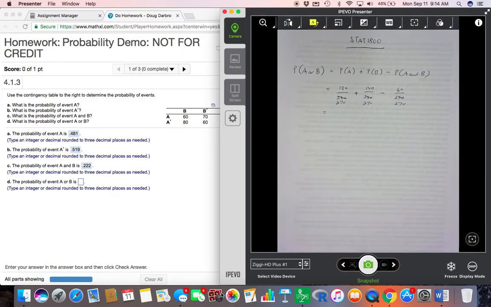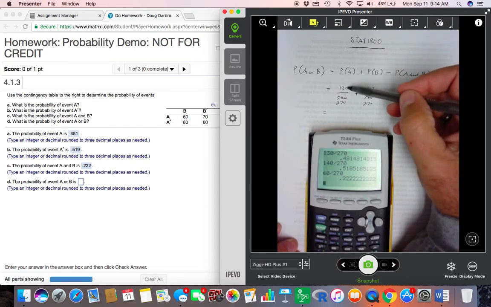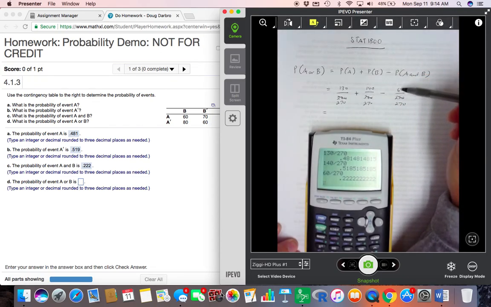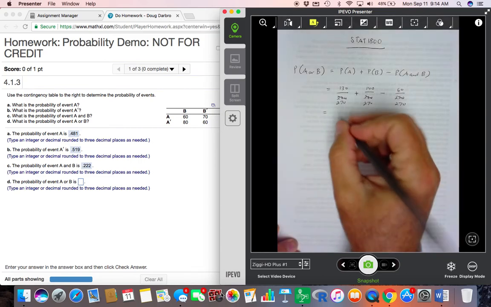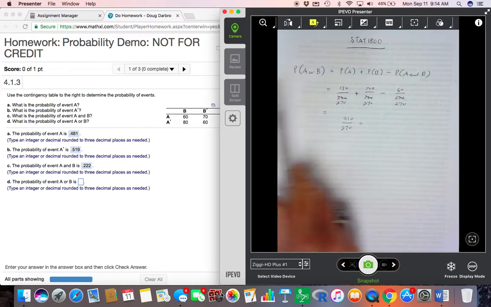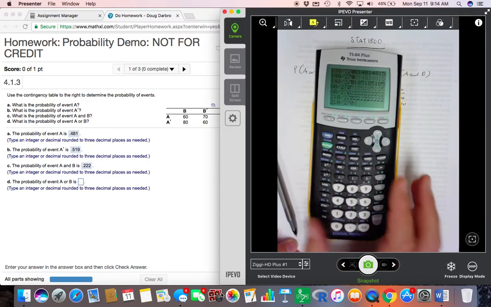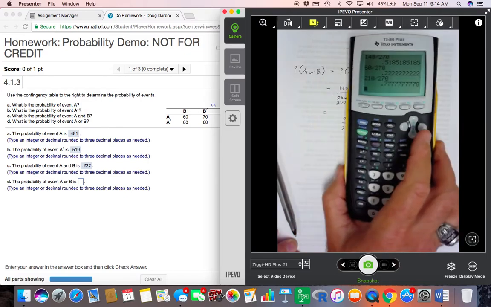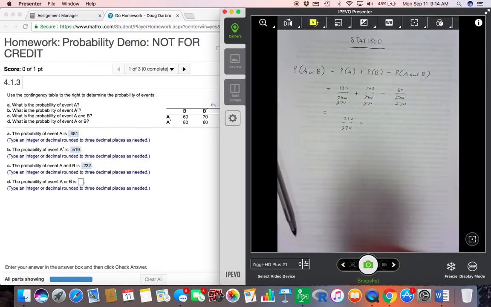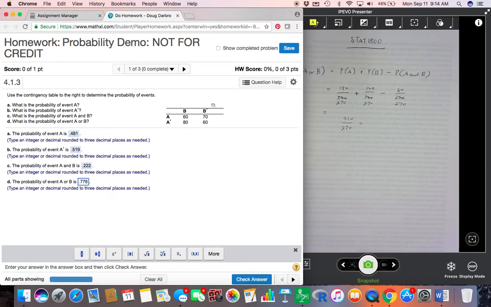Okay, so I could take 130 plus 140, which is 270, minus 60, which gives me 210 out of 270. So put that in your calculator, and we get 0.777. So, 0.778.